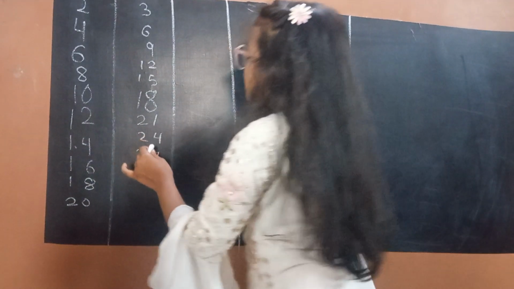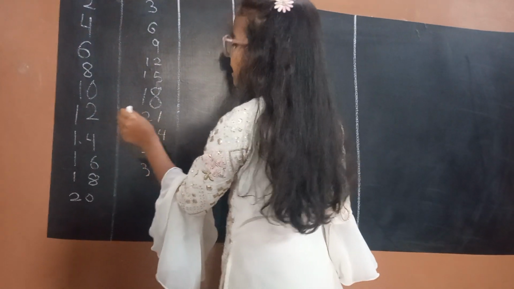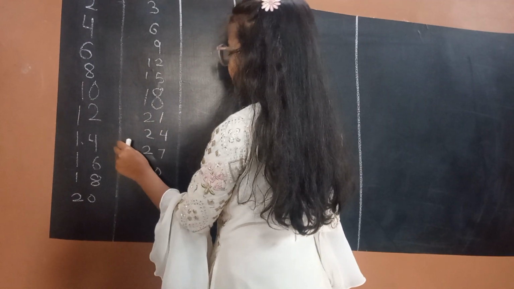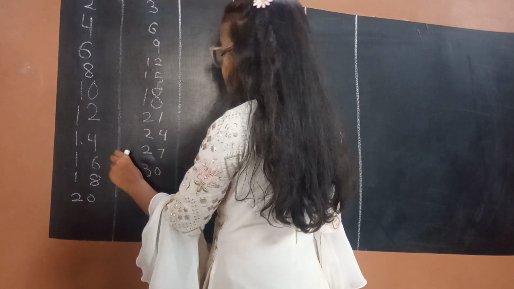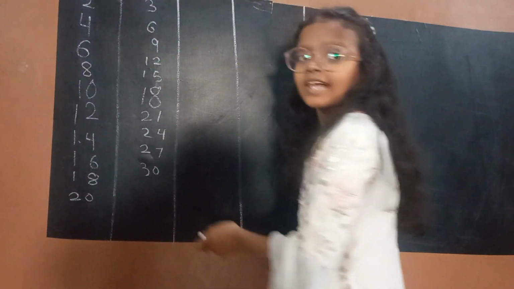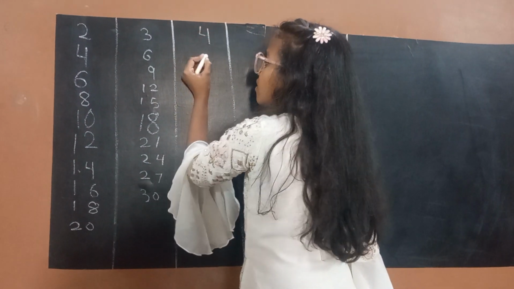Let's repeat. 3 6s are 18. 3 7s are 21. 3 8s are 24. 3 9s are 27. 3 10s are 30. 4 1s are 4.